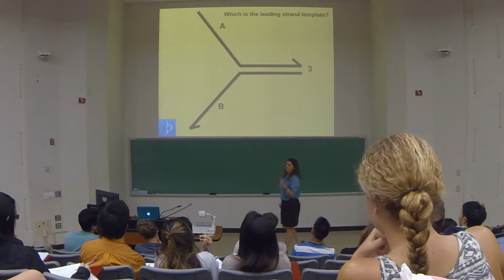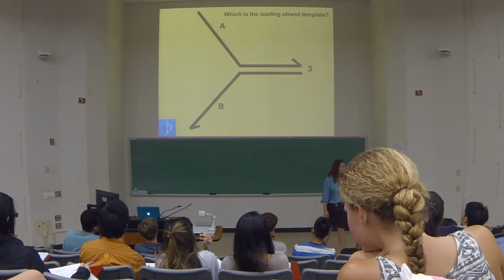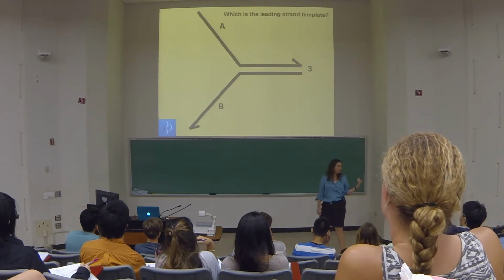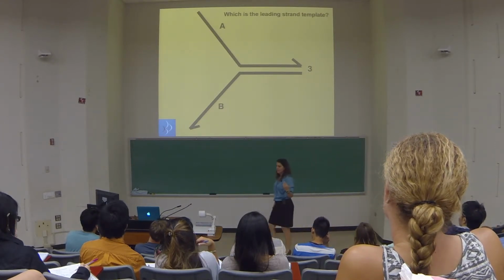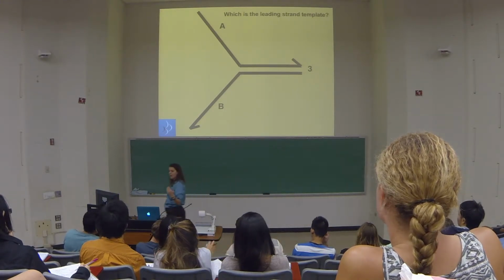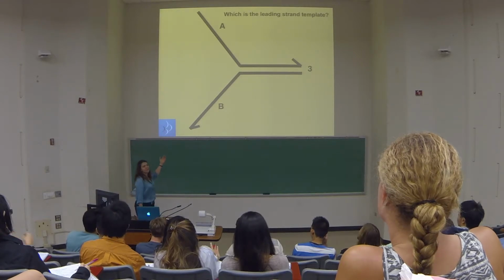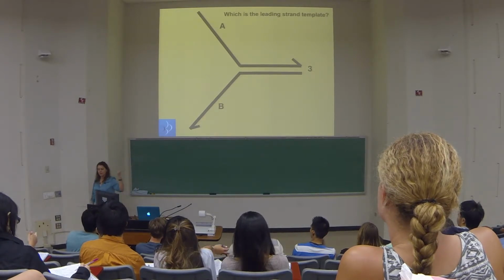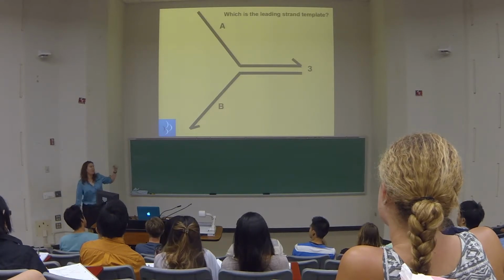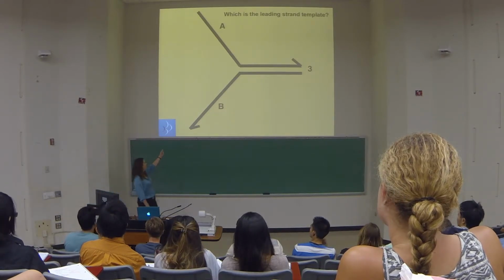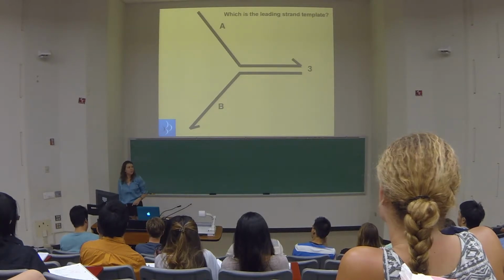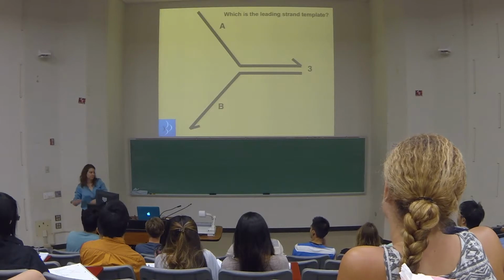Right? The leading strand is synthesized in the direction going towards the replication fork. What direction is it synthesized in? 5' to 3'. What is the orientation of the template? 3' to 5'. Right? So the primer, if you put a primer on the end of that, polymerase is going to move towards that replication fork.